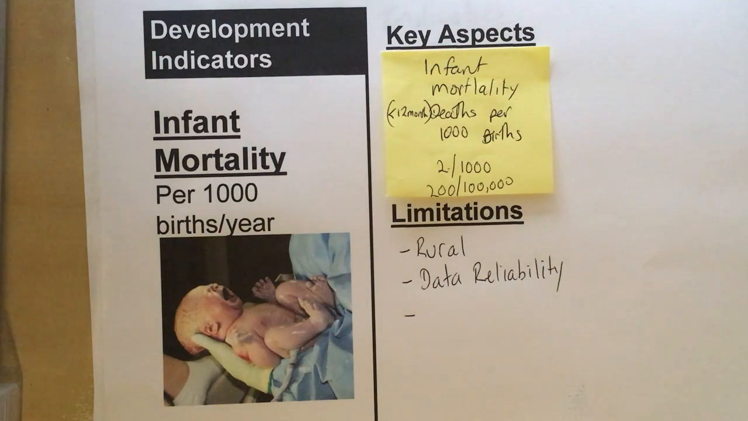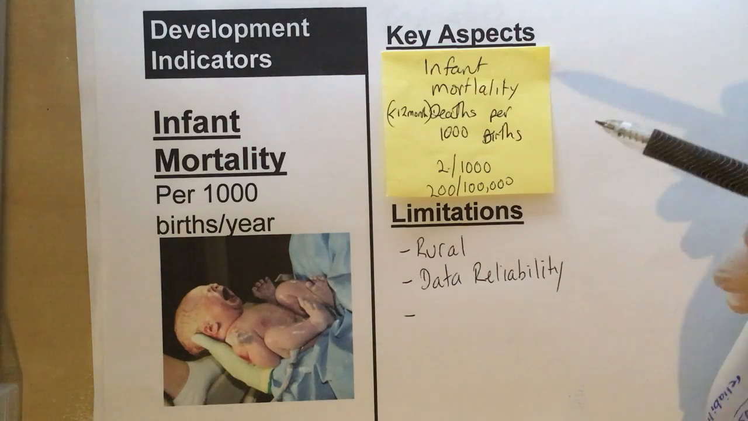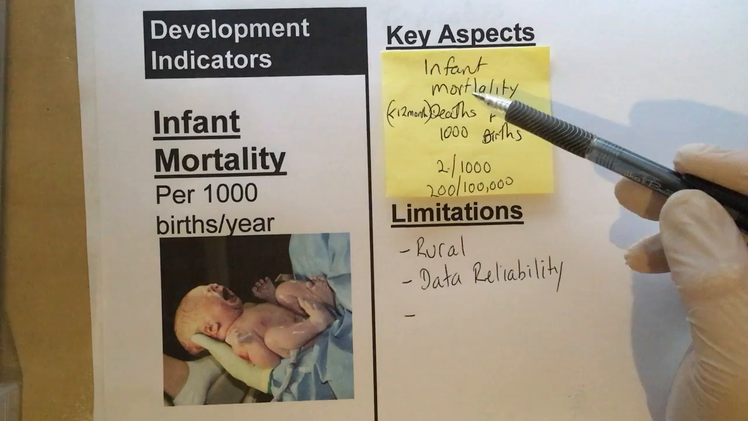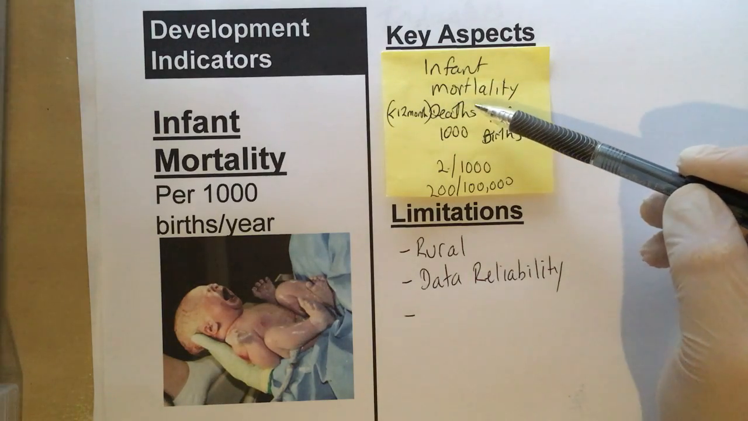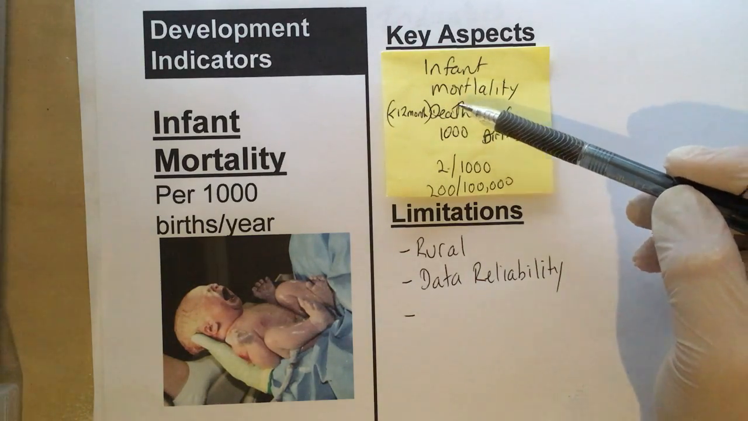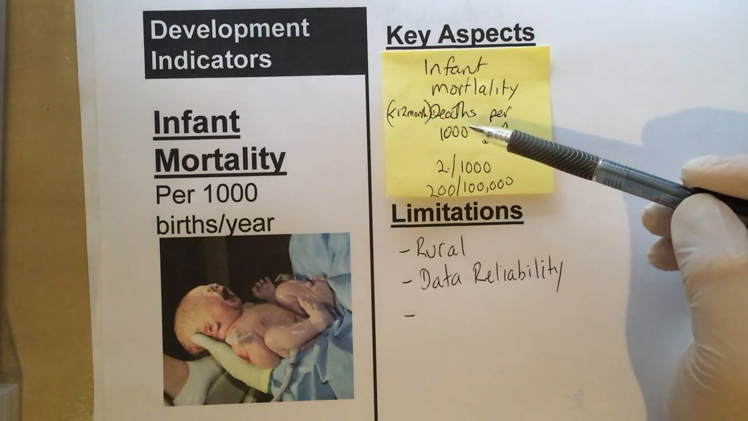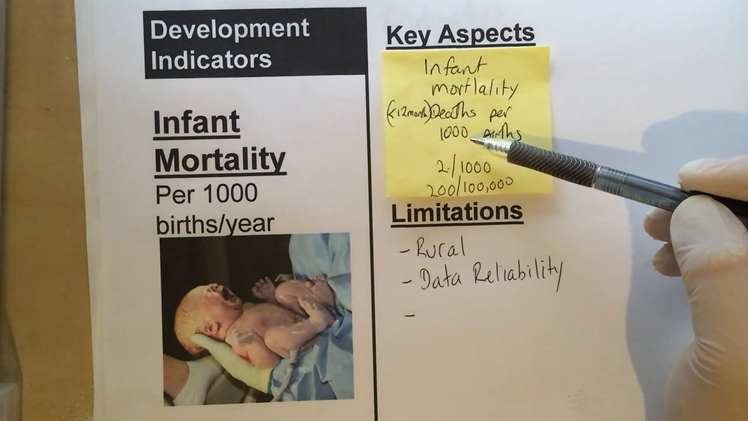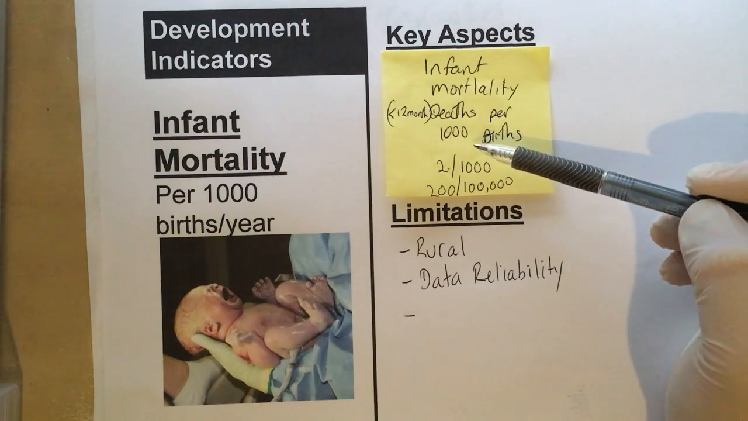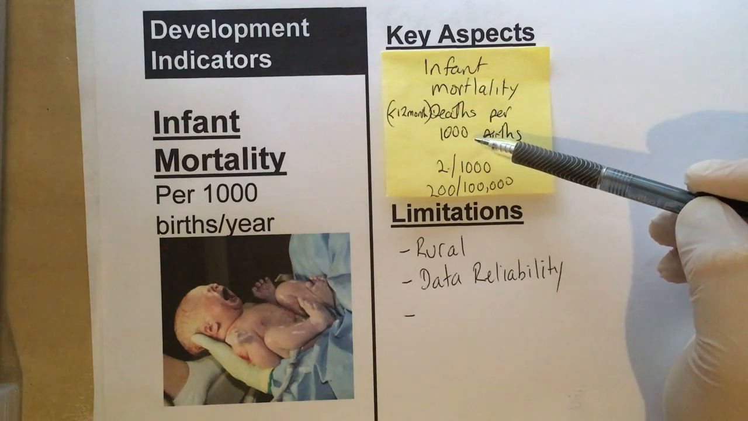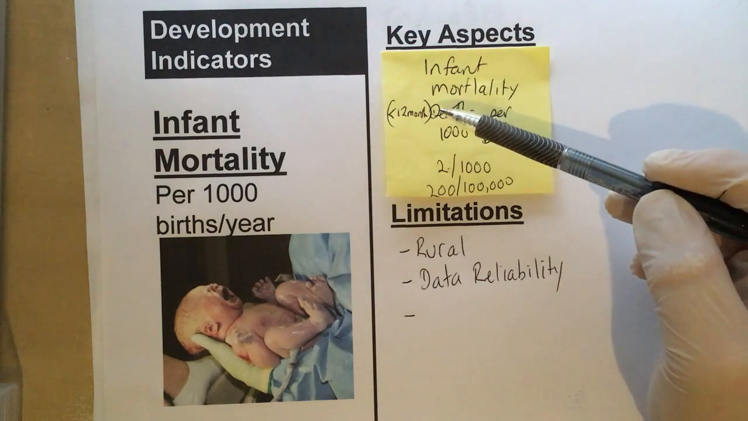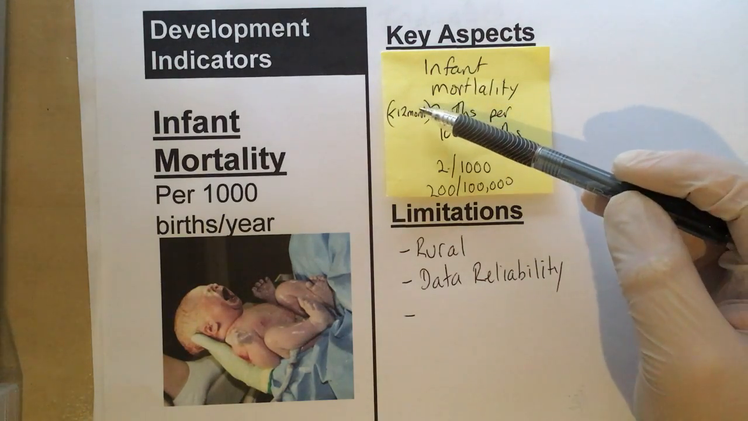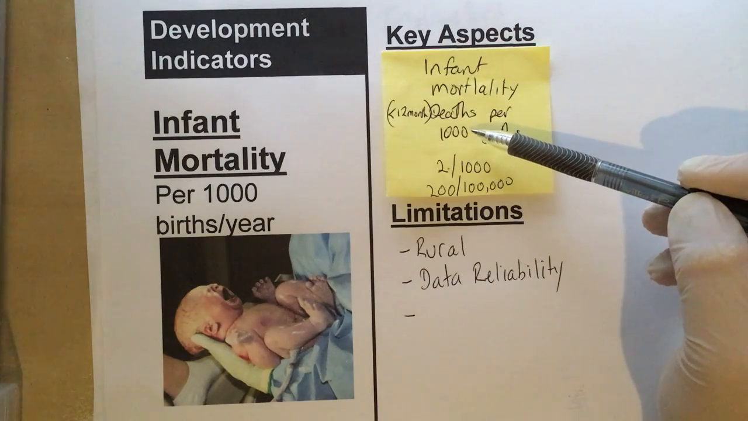What we've looked at before in terms of development indicators and infant mortality is it's a measure of the number of deaths of youngsters under the age of 12 months for every 1,000 live births. So in every country there are always going to be, sadly, babies that don't go on to survive very long after birth. So this is a measure of that.